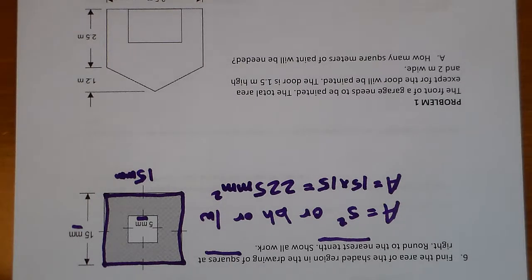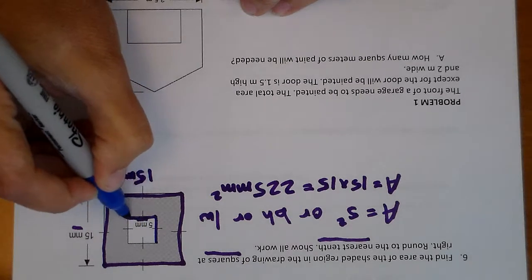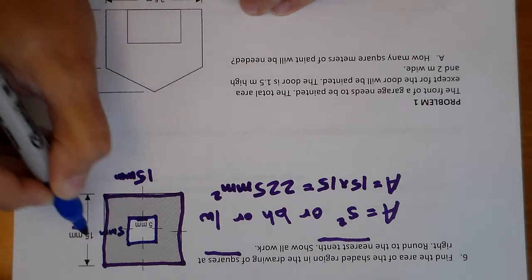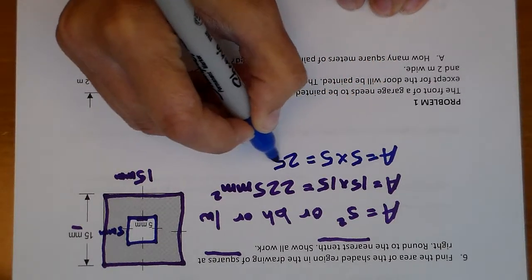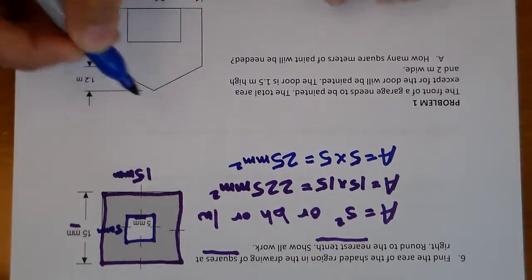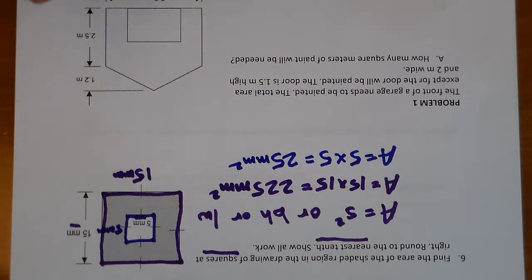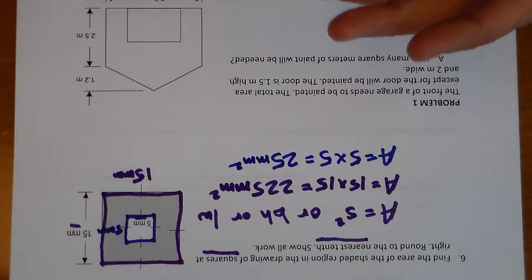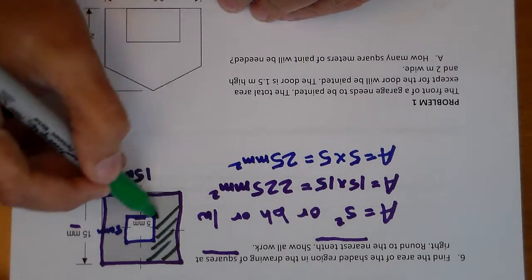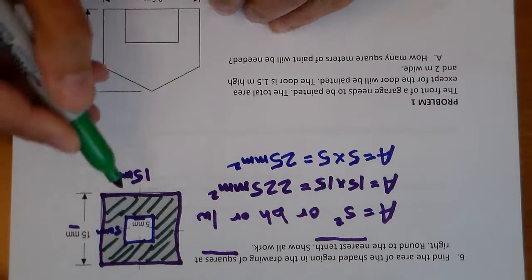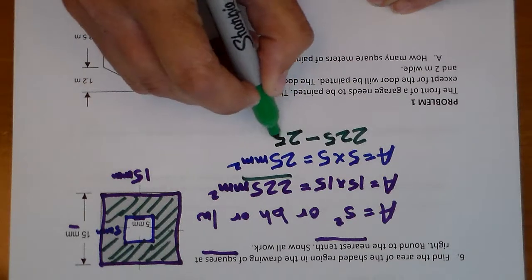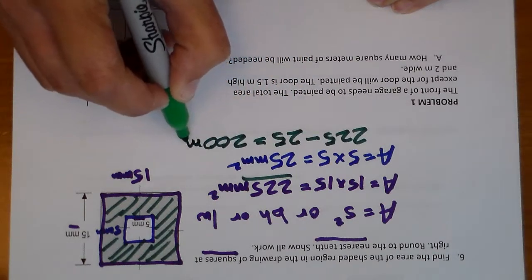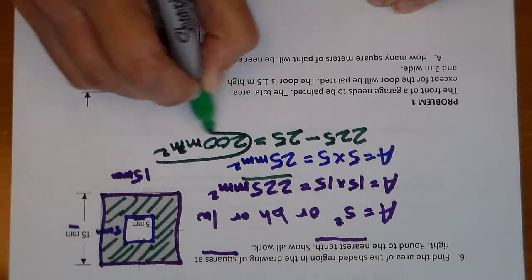Now let's look at the area of the interior square, the small guy. So this little guy right here is 5 millimeters by 5 millimeters. So we're going to find the area of the small square, which is 5 by 5, which is 25 square millimeters. So I know the area of the entire figure, and I know the area of the region that's cut out. So all I need to do is subtract to find the area that is shaded. I want this area right here. So I'm going to take the 225, which is the entire figure, and subtract the 25 that's cut out. And so my area is 200 square millimeters.